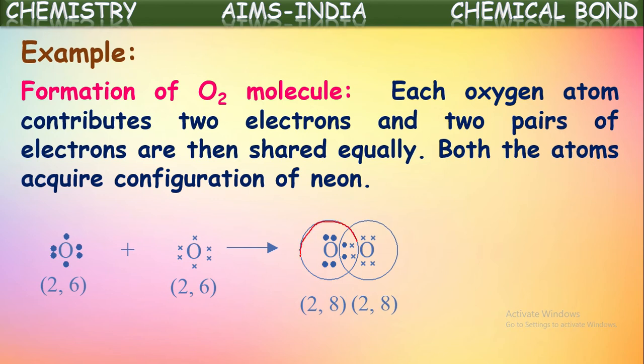See here, this oxygen atom after sharing is getting 8 electrons in its valence shell. At the same time, this oxygen is also getting 8 electrons in its valence shell by the sharing of two pairs of electrons. Hence the bond formed between these two is called a multiple covalent bond or double bond. This also can be represented like this: O double bond O. Okay.